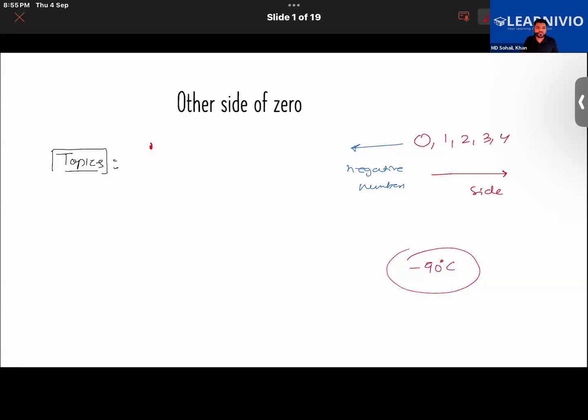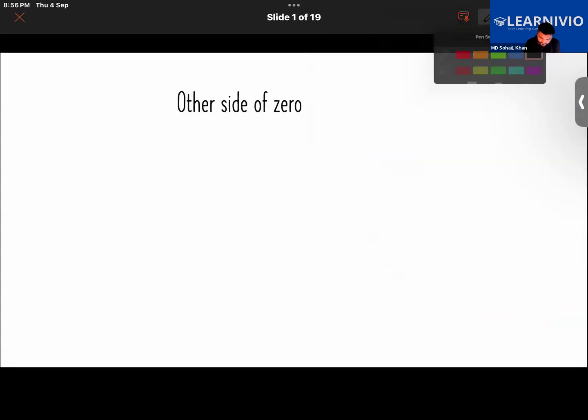Which state? In Russia, there's a place in Russia particularly where the temperature drops this low. Minus 90 degrees Celsius. Oh my gosh.